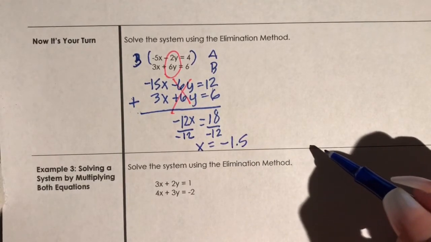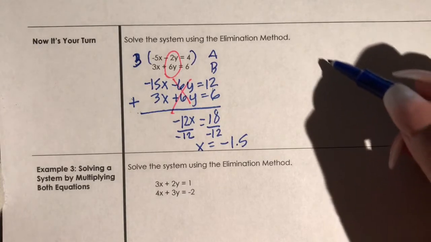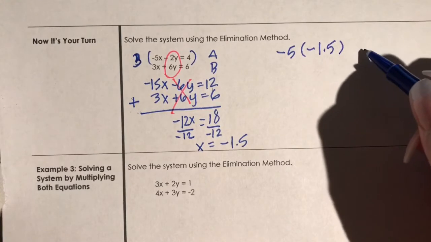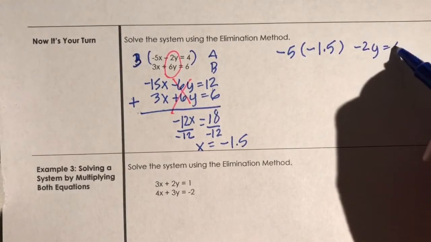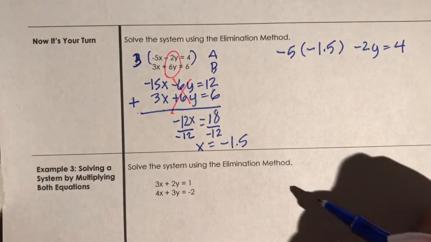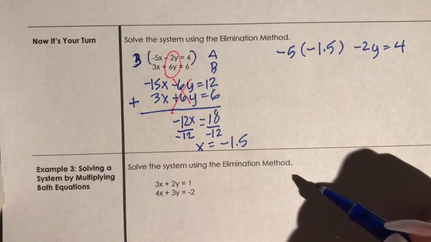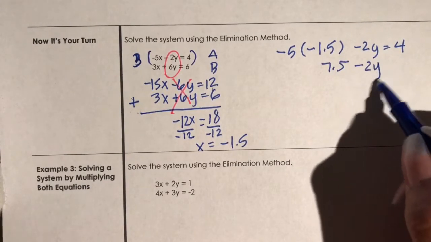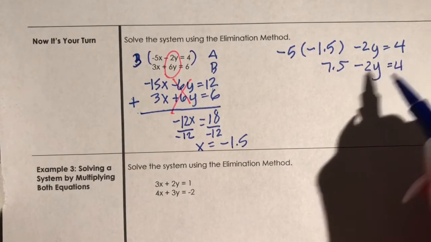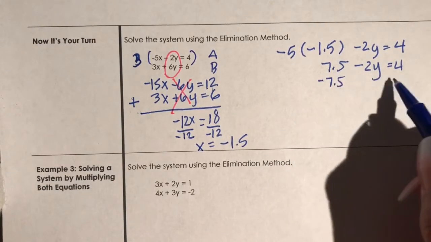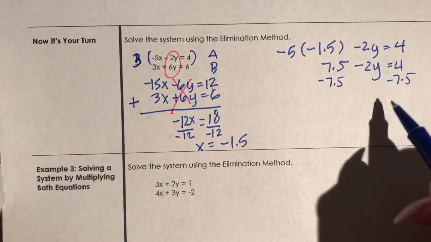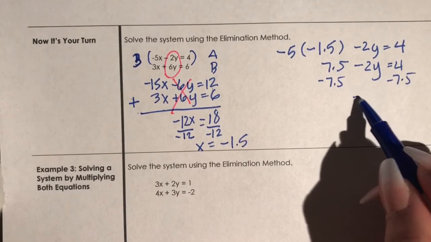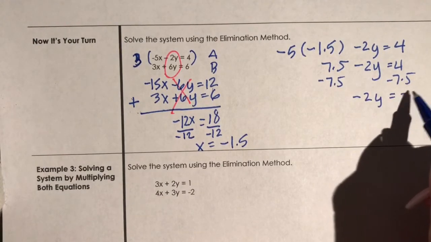We're going to take the x and substitute it back into equation A. Negative 5 times negative 1.5 minus 2y equals 4. We're trying to get y by itself. Negative 5 times negative 1.5 is 7.5. Rewriting the equation, minus 2y equals 4, minus 7.5, minus 7.5. The reason why I'm doing this is because I'm trying to get 2y by itself, or negative 2y by itself.